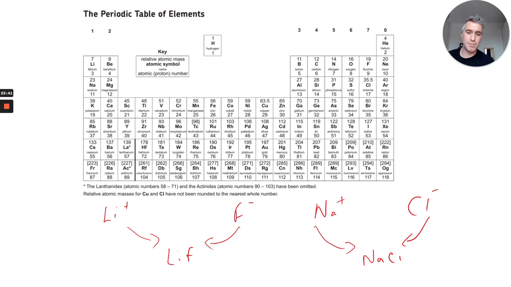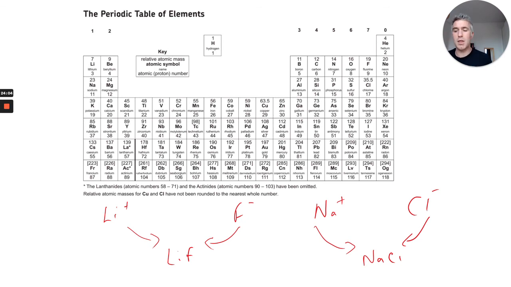Group 7 form negative ions. They've got one space for an electron. They bring that extra electron in. Too many electrons, they're now negative. So group 1 and group 7 love to come together. Group 1, explosive, explode when they touch water. Group 7, poisonous, toxic. Bring them together, they make a salt.